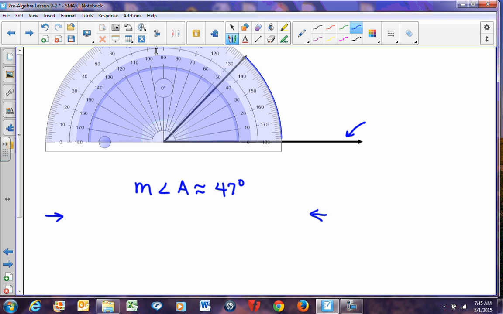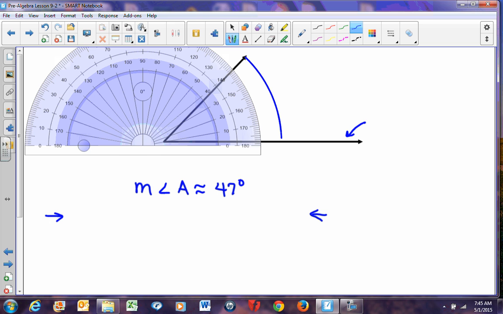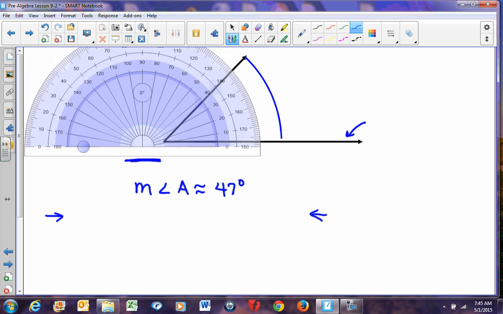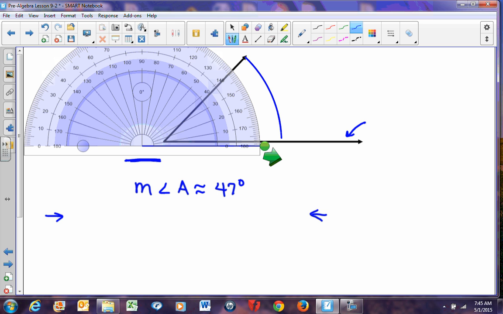So all you simply do is put your protractor so that the 0 point, the horizontal line on the bottom of your protractor, which is this line here, lines up to the 0, and the vertical line at 90 degrees line up.